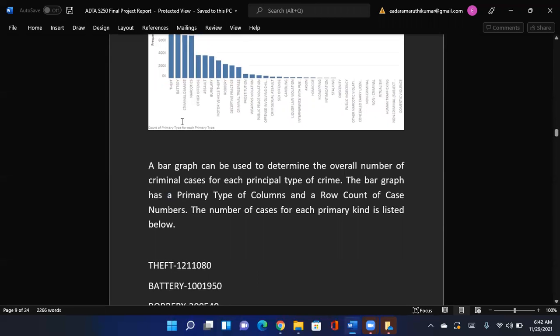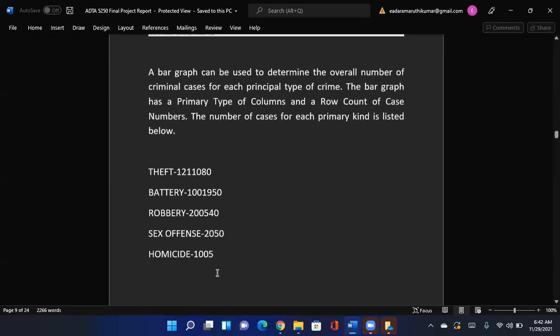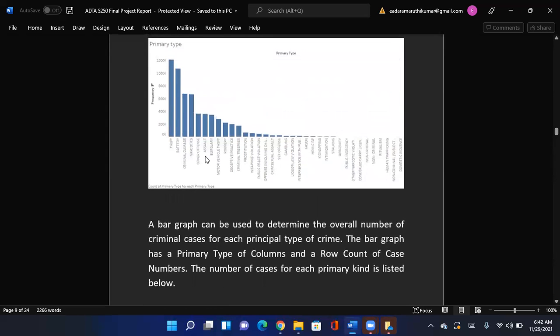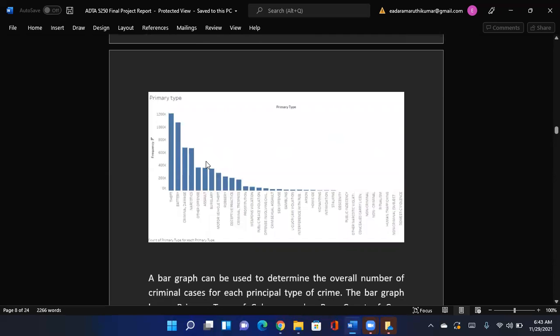I'm giving the cases according to the crime. For example, we'll take theft. In theft, we have 12,111,080 cases. For sex offense, we have 2,050 cases. In this graph, I'm displaying how many cases there are for different crimes.